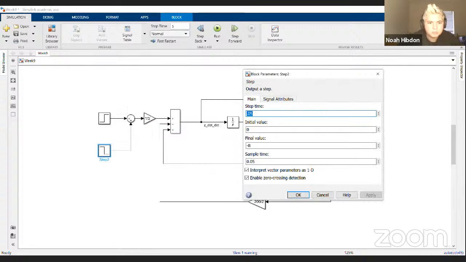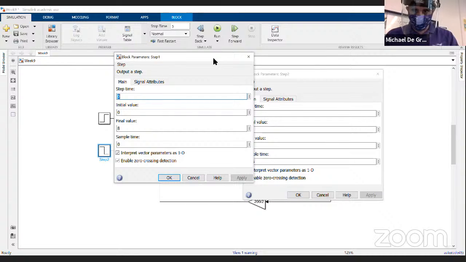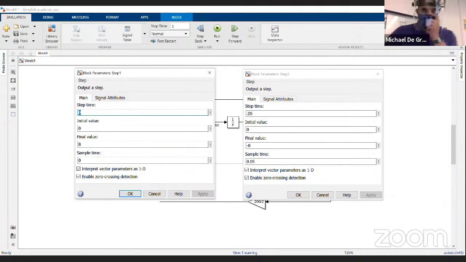Yeah. Let me see if screen share will let me have both of these on the screen at once. So these are my two step functions that I used. The other method, right, is to use a single step function where you would change the final value to 0 and the initial value to 8. The other option.